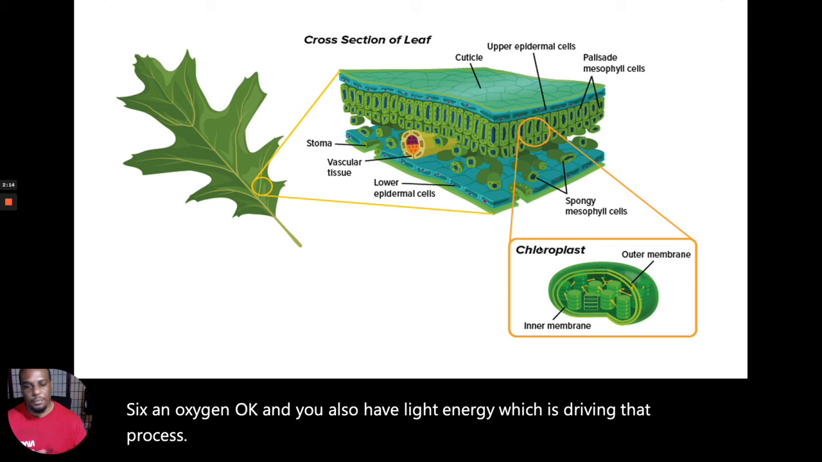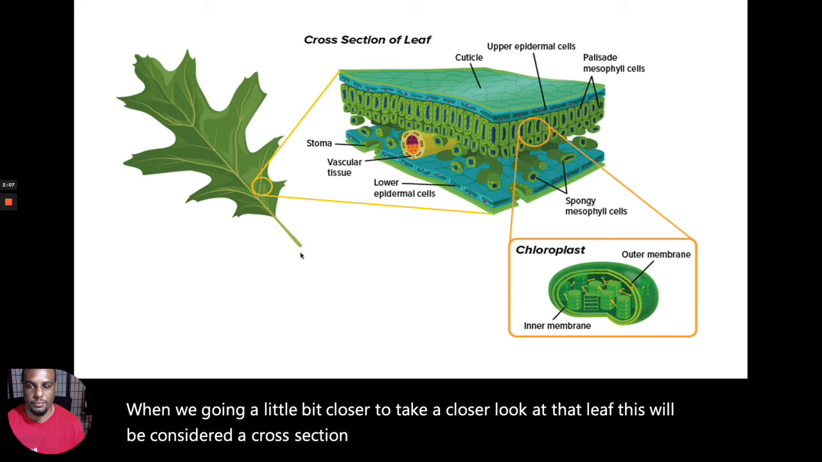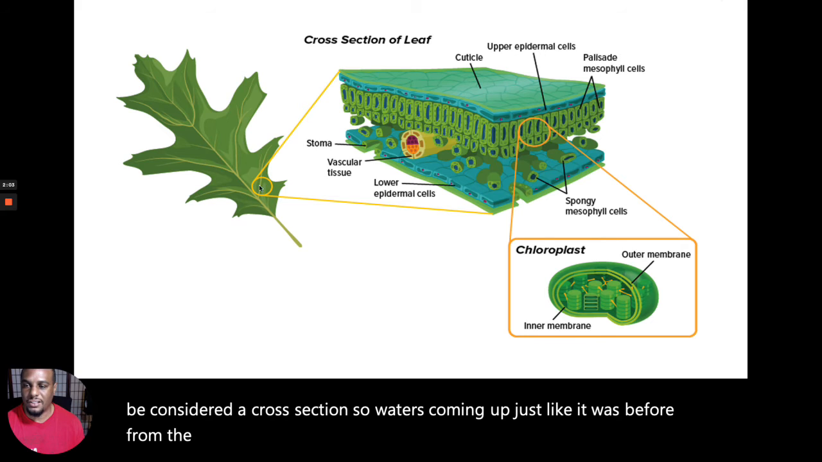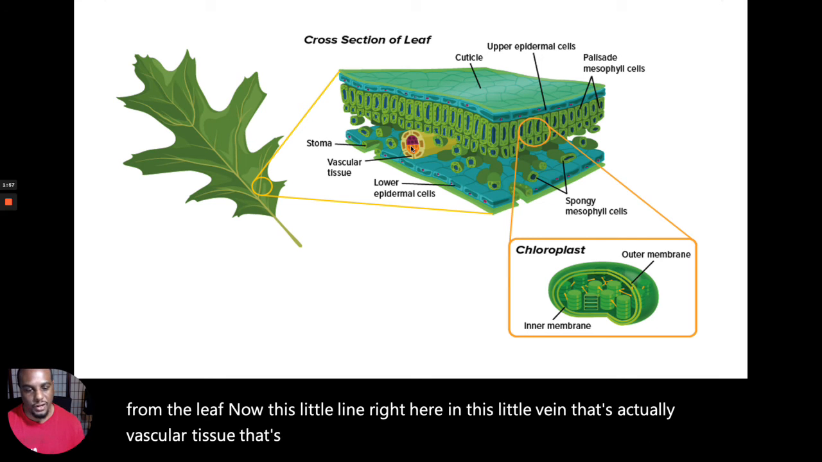And we're going a little bit closer to take a closer look at that leaf. This will be considered a cross section. So water's coming up just like it was before from the leaf. Now this little line right here, this little vein, that's actually vascular tissue. That's how water is transported from the root, and it ends up here.